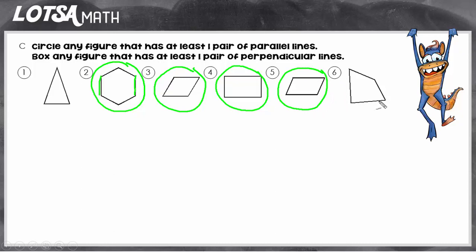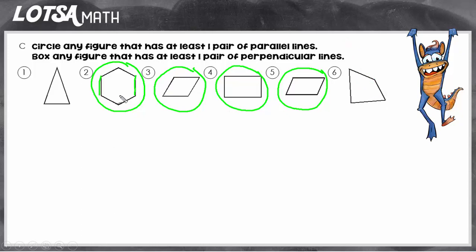On number 6, these 2 are not parallel because if you continued them, eventually they would meet up. They're getting closer and closer to each other the farther they go. So these do not have parallel lines.